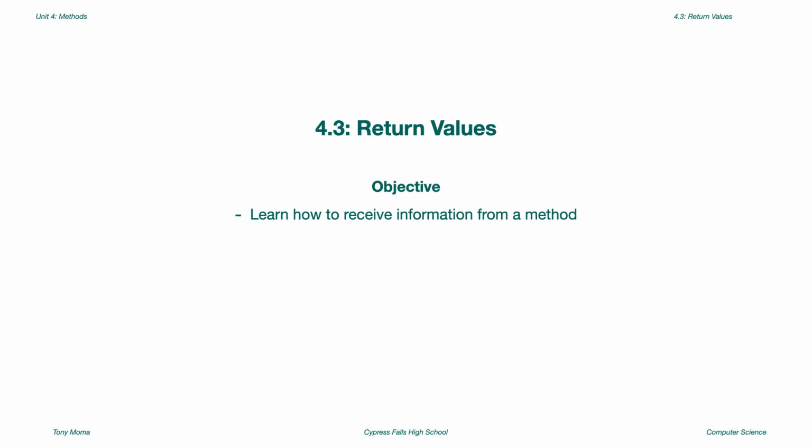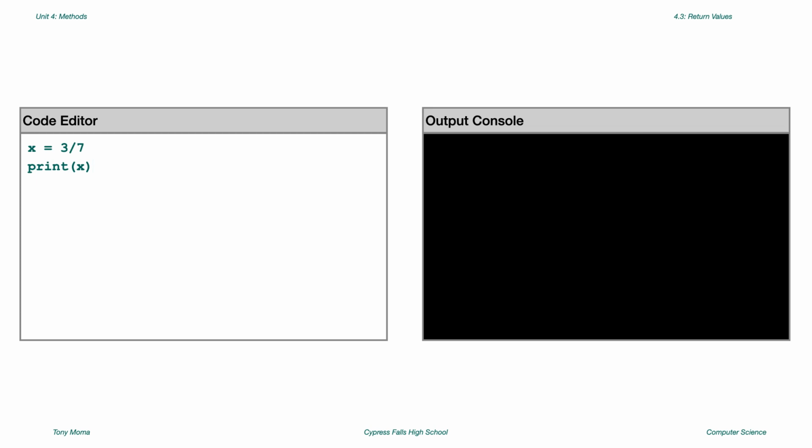Return values. In the previous video, we learned how to give information to a method. In this video, we will learn how to receive information from a method. Consider the following program. In the first line, we declare the variable x and then set it equal to the results of an expression. We then print that variable x to receive this as our output.